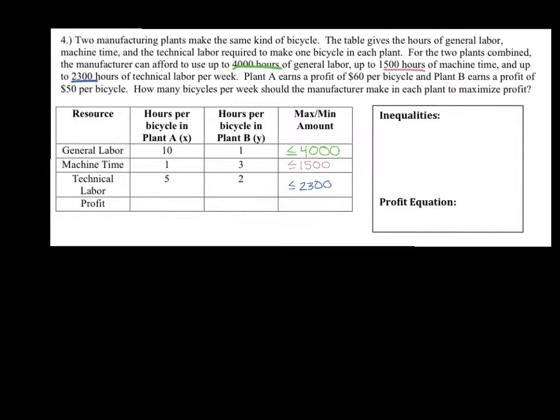So if we're trying to make a profit inequality, if it's talking about Plant A or Plant B, well, Plant A makes a profit of $60, and Plant B makes a profit on each bike of $50. How many bicycles per week should the manufacturer make in each plant to maximize the profit? So, if you go over here in the box, your 3 inequalities, just going strictly off of the chart, it already gives you your variables for x and y.